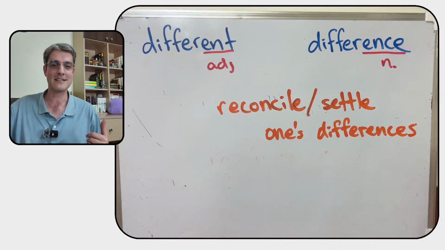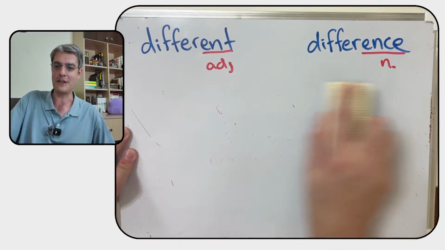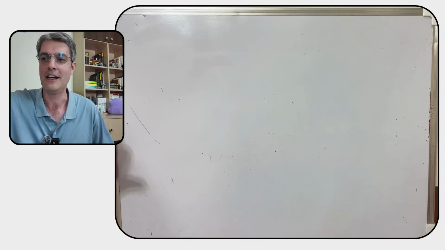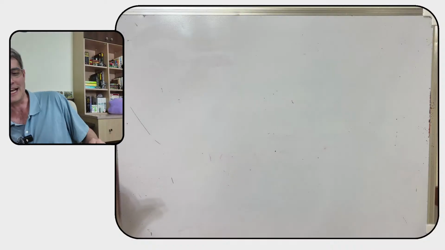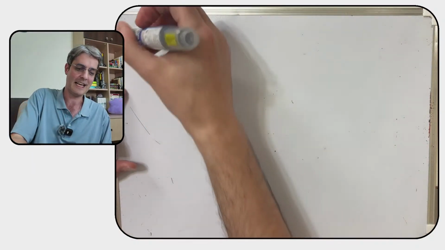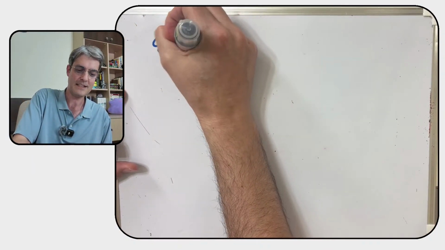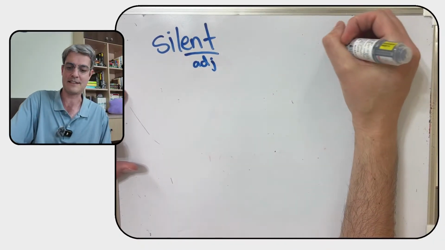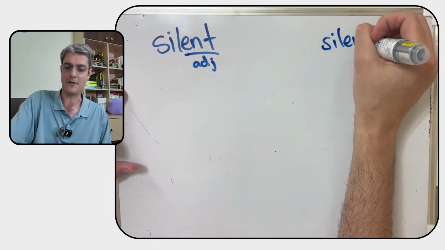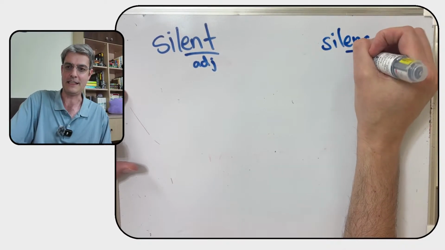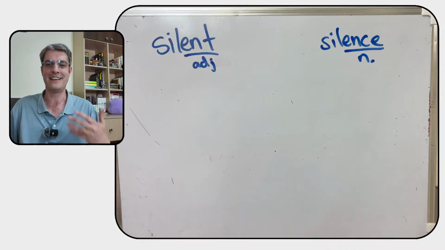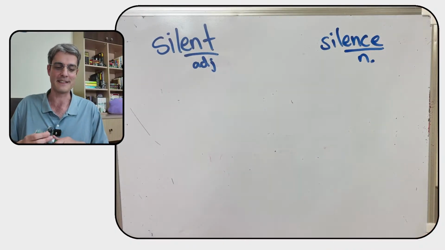So you could say reconcile your differences or settle your differences. Those are very useful ones to know. And then our next special pair of adjectives and nouns are silent and silence. So silent, there's our adjective, and silence, that is our noun, ence. So this would be not making any sound or a complete absence of sound.